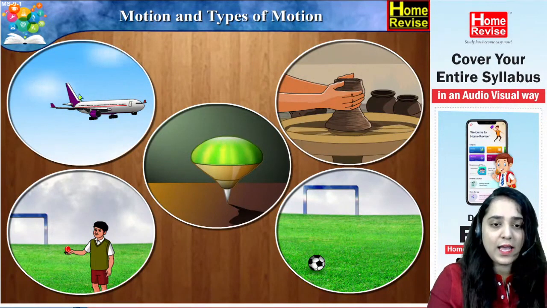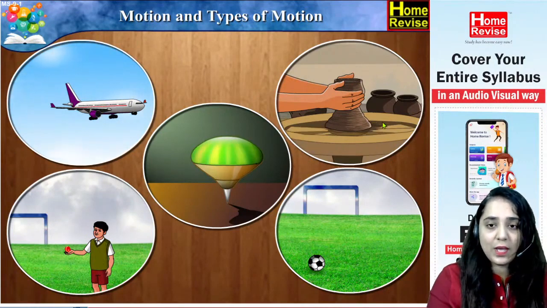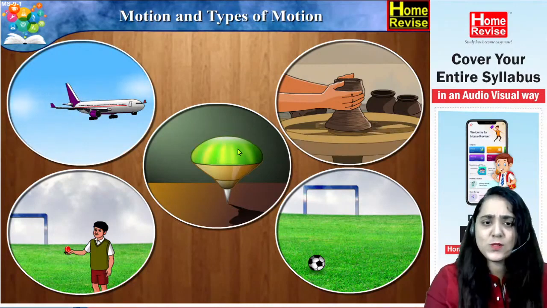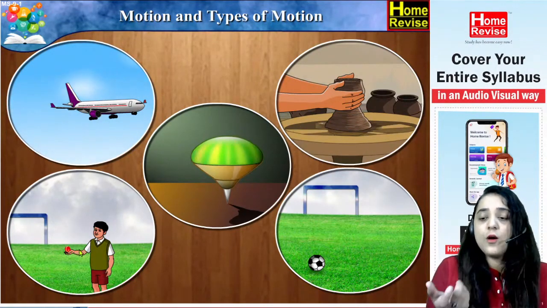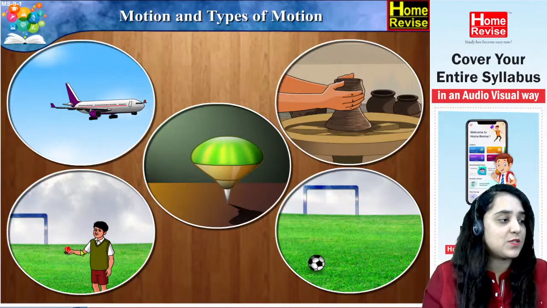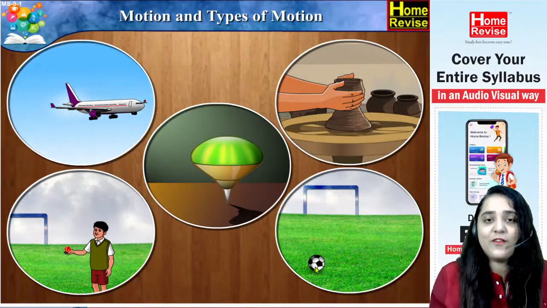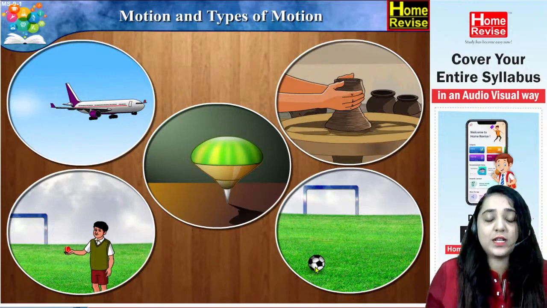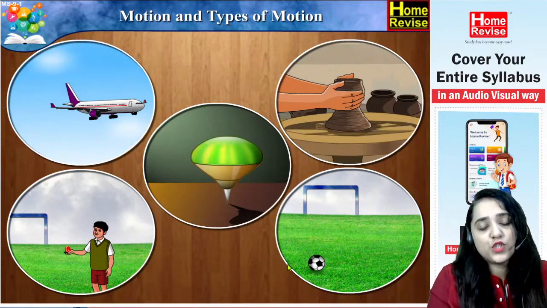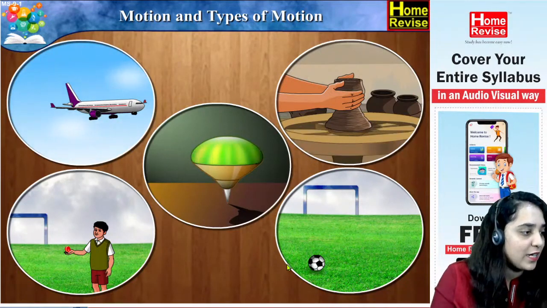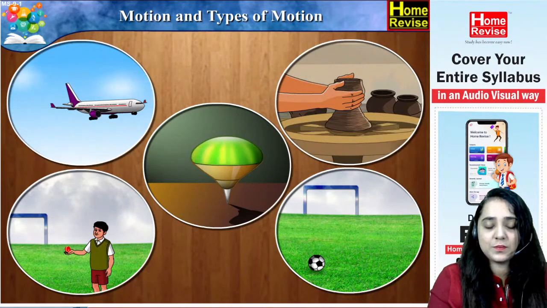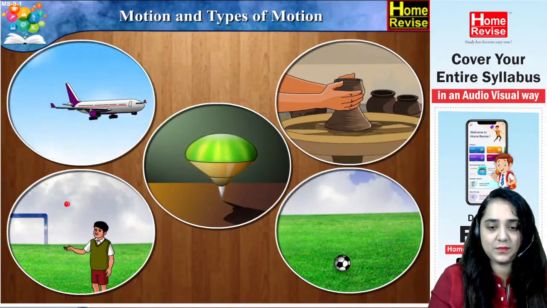Like for example, this aeroplane, yes, it is moving. This wheel, yes, it is moving. Can you see the wheel moving? Yes. This spinning top, yes, it is also moving. The boy holding a ball, he is throwing the ball in the air and then again holding it and again throwing it. Yes, it is also in motion. Also, this football, if I kick the football, then the football is also in motion. That means all the objects displayed on the screen are in motion. So, we will call it as a moving object. Yes? Okay? Fine. Let's move on to the next part. Are you ready? All right.